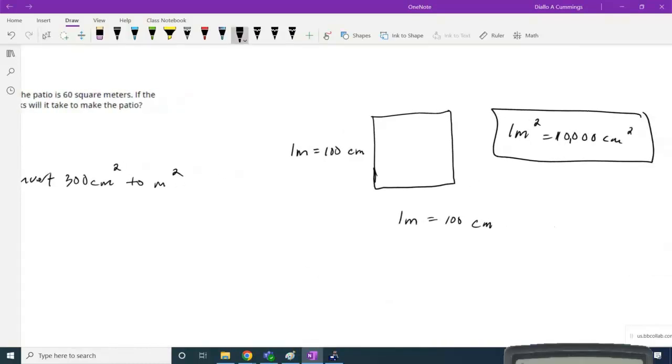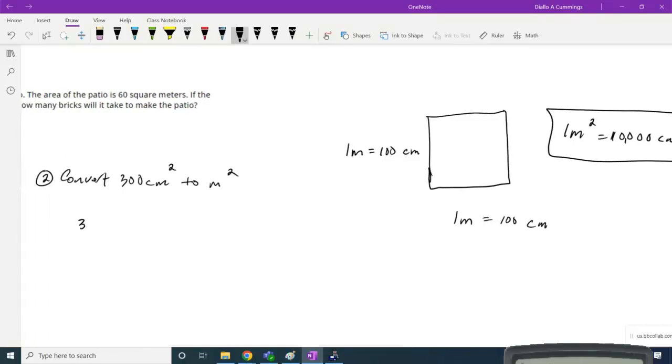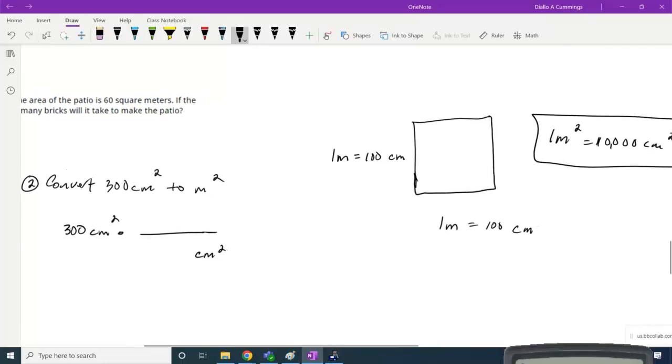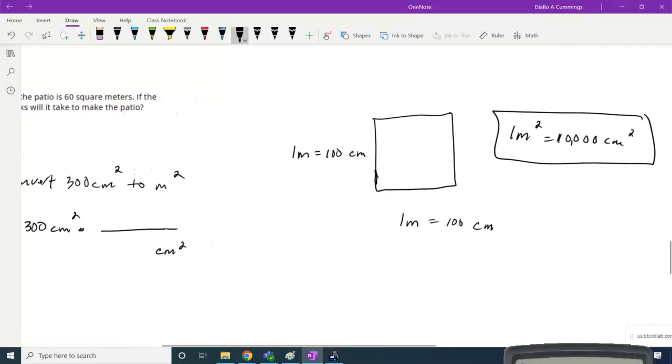So I'm going to use this fact to convert 300 square centimeters to square meters.